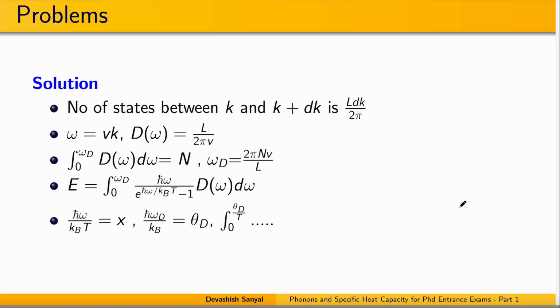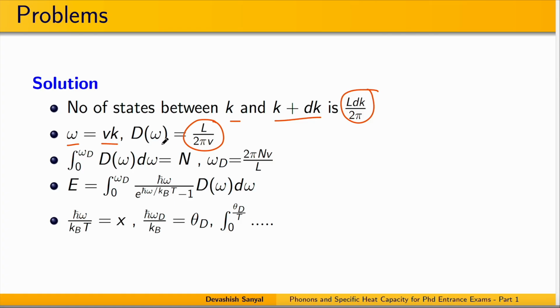Okay, so first the number of states. The number of states between k and k plus dk in the wave vector space, this we know is L dk by 2π. Now this dispersion relation is given, ω = Vk. So from here we can change the variable from k to ω, and what we obtain is that the density of states is given by L divided by 2πV.